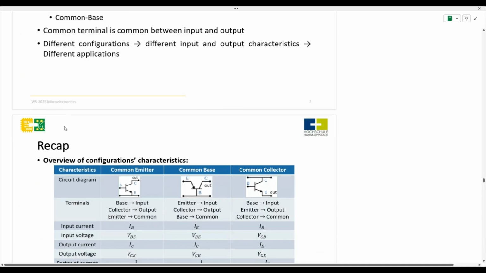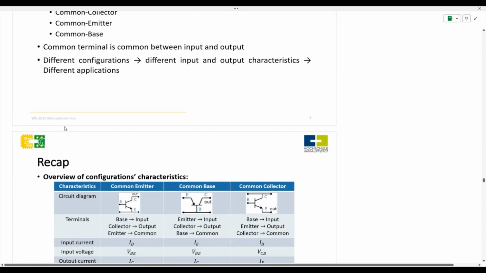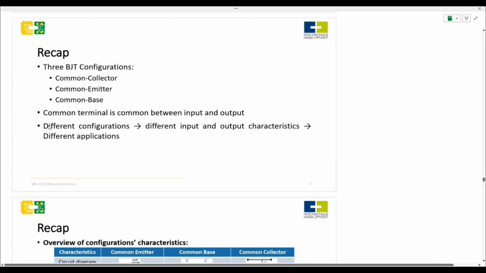Okay, we can skip this part, and we will have to pass on a recap. If you still remember what we did last time, we did the three BJT configurations. When we say BJT, we are talking about the bipolar junction transistor. So we have the common collector, the common emitter, and the common base.